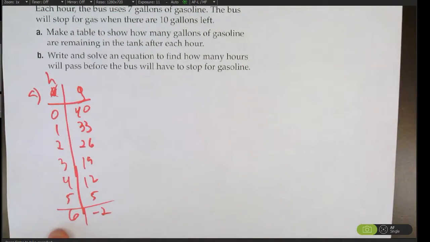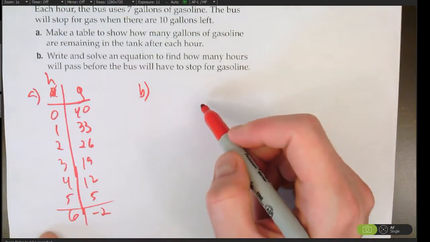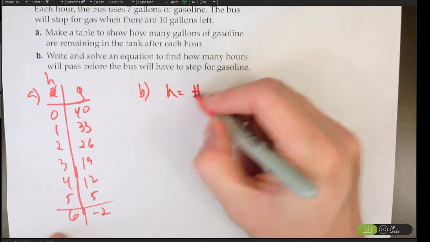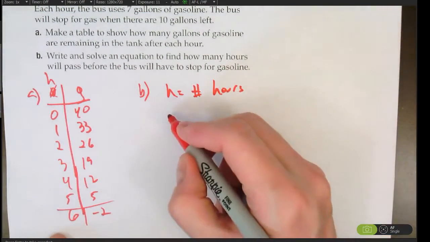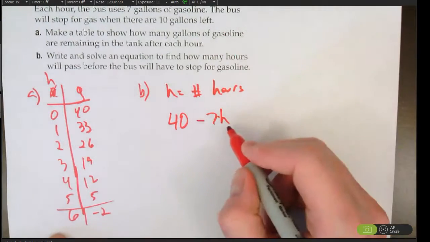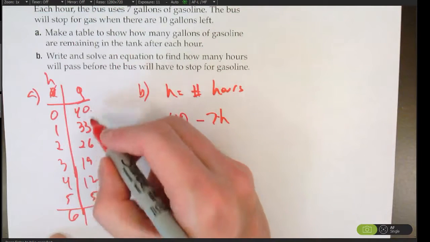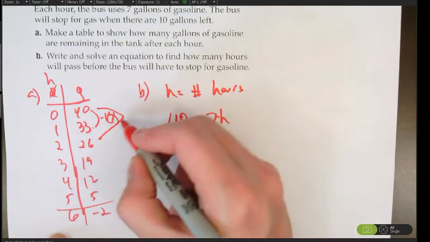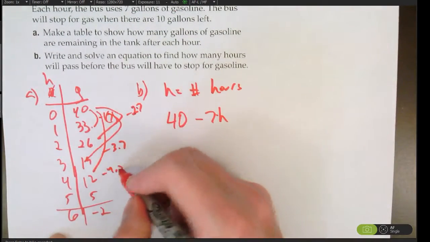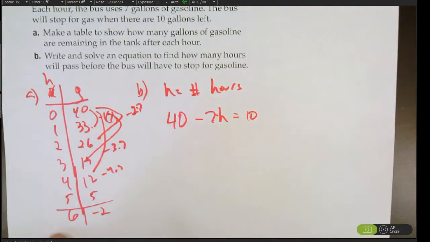Okay. Now, B says, write and solve an equation to find how many hours will pass before the bus will have to stop for gasoline. Now, this is what's tricky. We have to realize that H is the number of hours. So we're going to have that 40 gallons, but we're going to subtract 7 gallons per hour. So it's 7 times hours. To get from one value to the next, it's minus 7: this was minus 2 sevens, this was minus 3 times 7, minus 4 times 7. That's what was going on. And then it has to be at 10. That's what we want in the end.